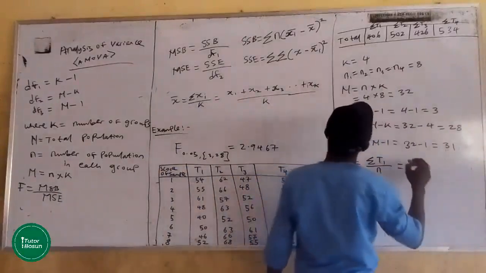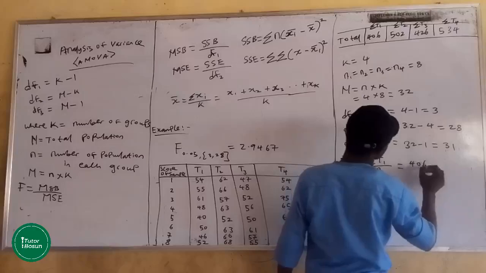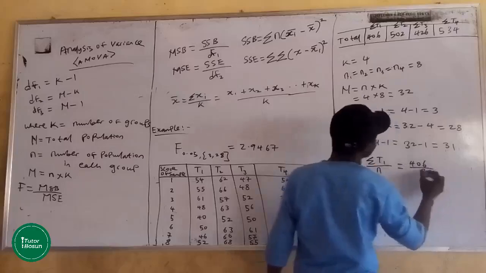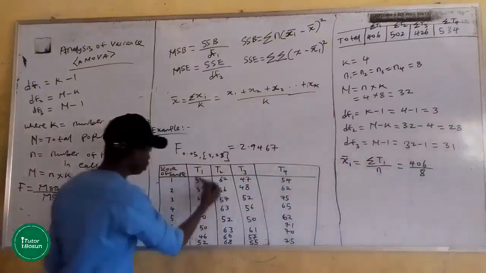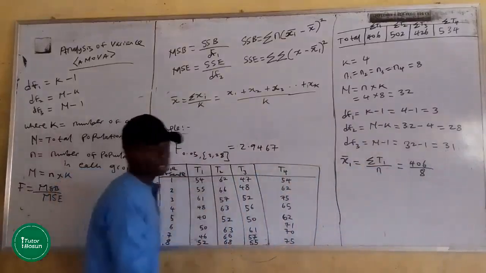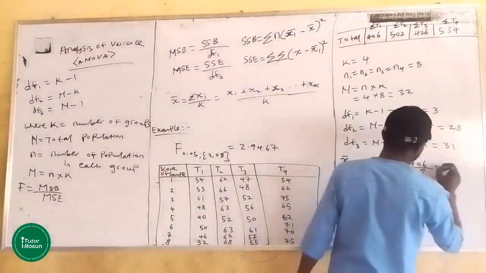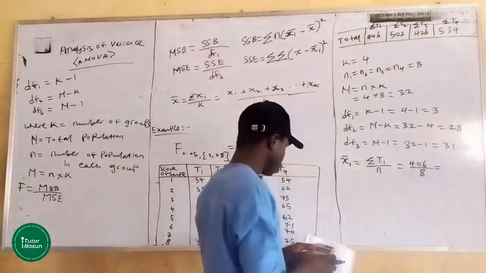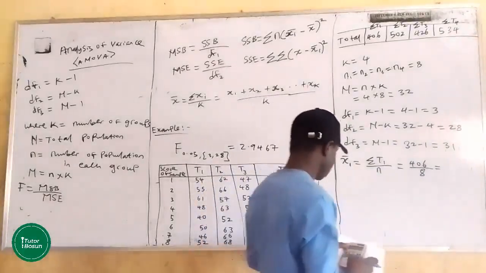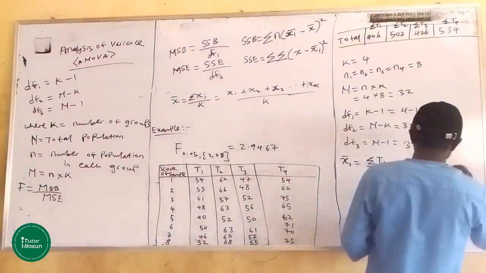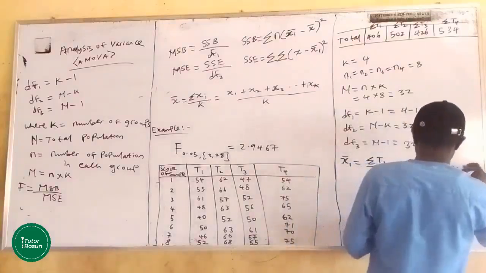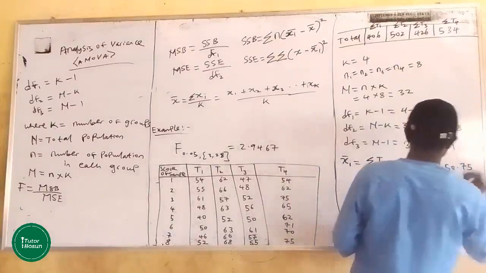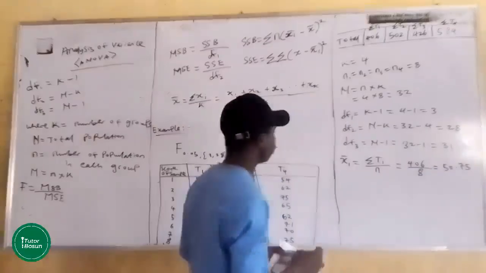So the summation of this is 406 divided by small n, which is 8. As you can see, we are having 8 data. And if you compute that with the calculator, 406 divided by 8, that should give you 50.75.